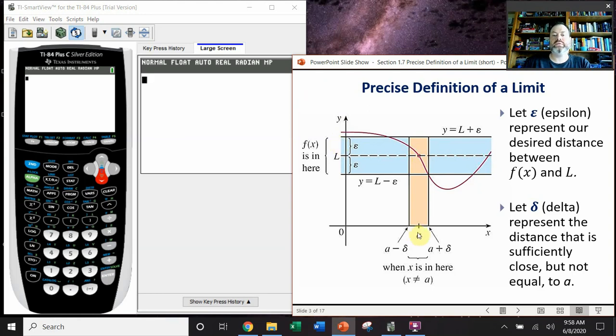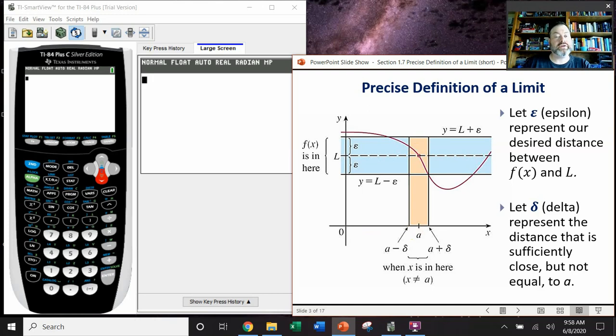And the idea is that, up to this point in the first two sections, we would come in closer to A on the right, and we would come in closer to A on the left. And we would look and see what happens, right? So if we come in closer to A on the right, the function comes up and gets closer to L. And if we come in towards A on the left, the function comes down and gets closer to L. Great. But that's not a proof, right?